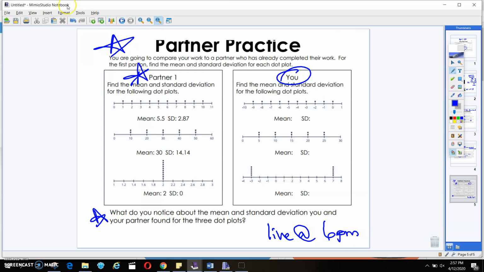But that's basically what we have for you today. So mean, median, interquartile range, standard deviation. Those are really the important parts of today's lesson.